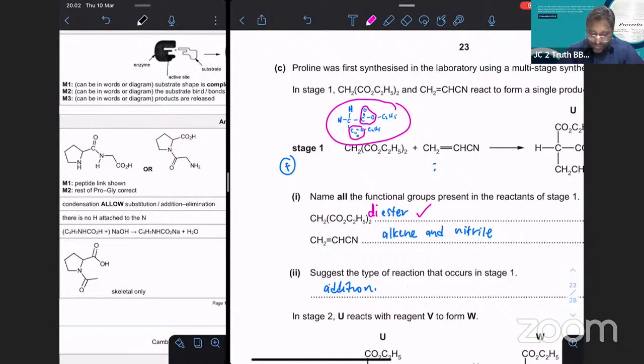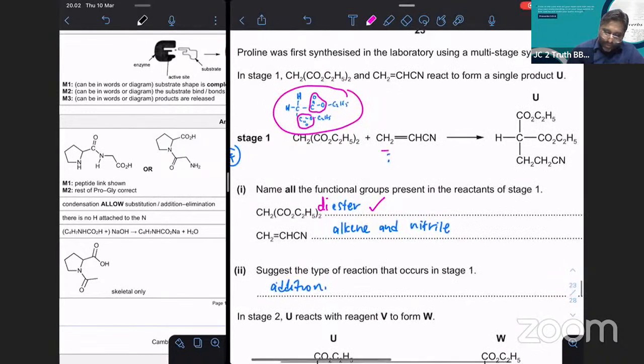And for this compound, you can see here I have 2 functional groups. One is the double bond, another one is CN. The double bond you can say is alkene, and the CN is nitrile. So you must mention these 2.